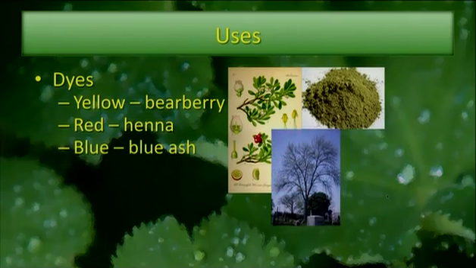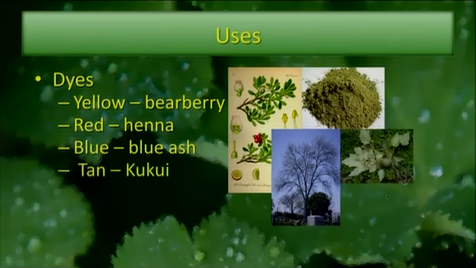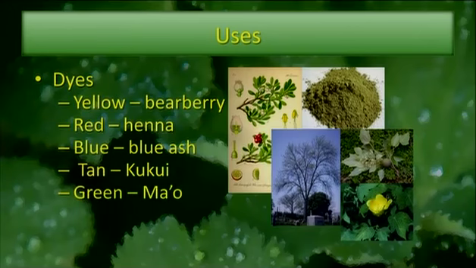Blue can come from blue ash, and locally, Hawaiians got a blue colorant from uki uki, Dianella sandwicensis, or the bark from olapa lapa. A tan dye can come from kukui, and green can come from ma'o. People use some of these colorants for kapa or bark cloth.